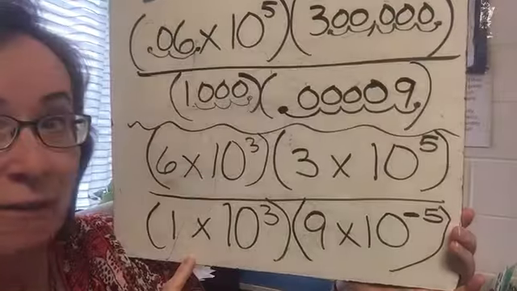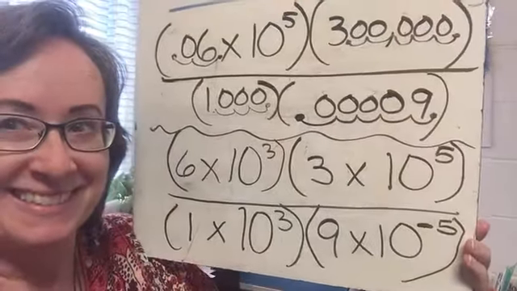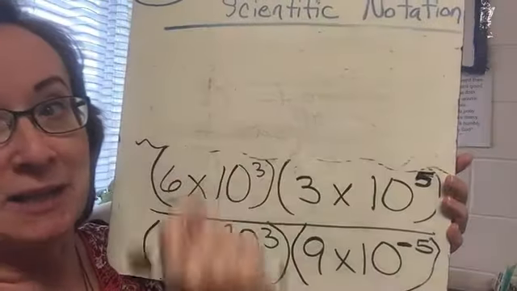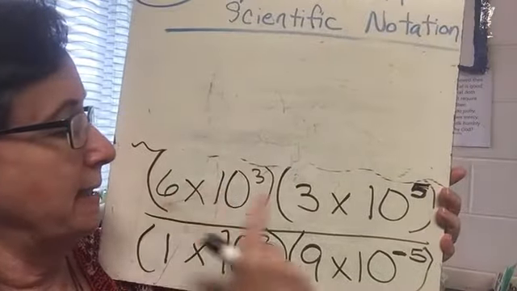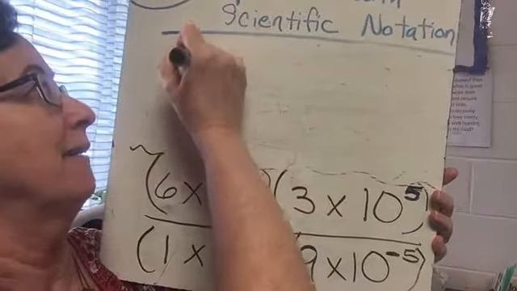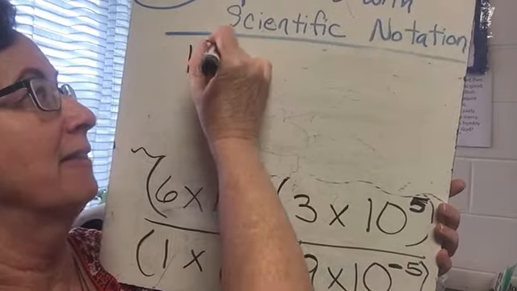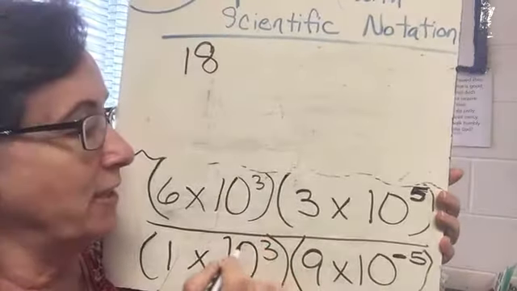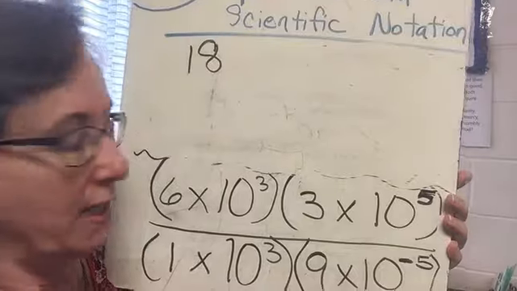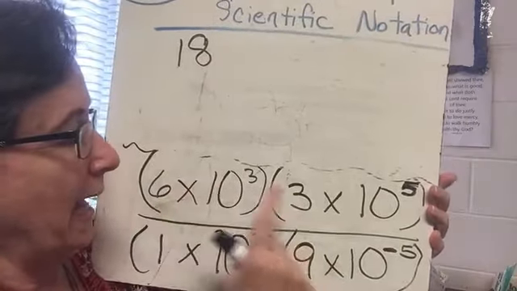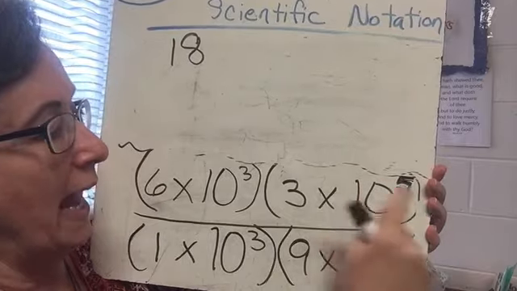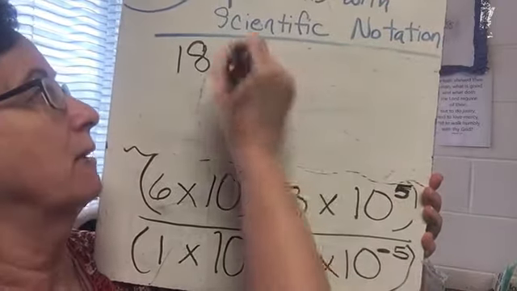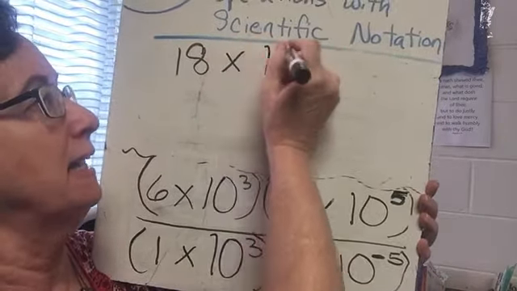Okay, so now I need to get another board, don't I? Okay, so I just erased the top part of the board. So here we have on the top, 6 times 3 is 18. Now 18 is not the right thing to have in the front of a scientific notation. We'll take care of it later. 18, and then 10 to the third times 10 to the fifth. We add those 2 exponents together and get times 10 to the 8th.